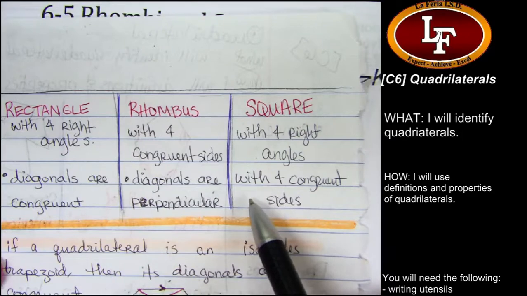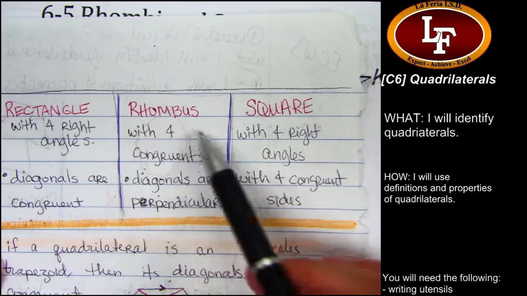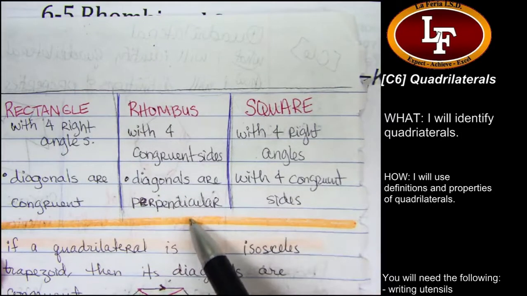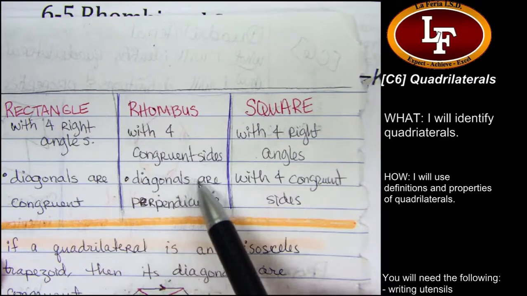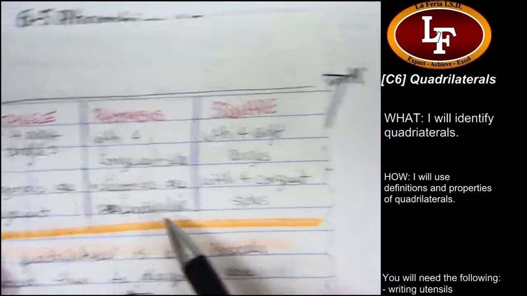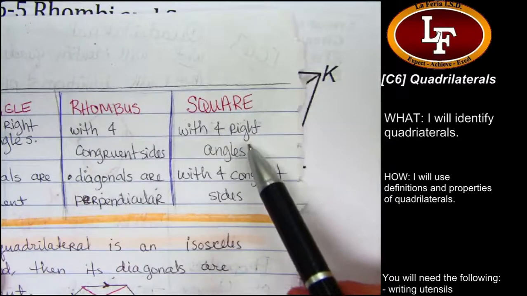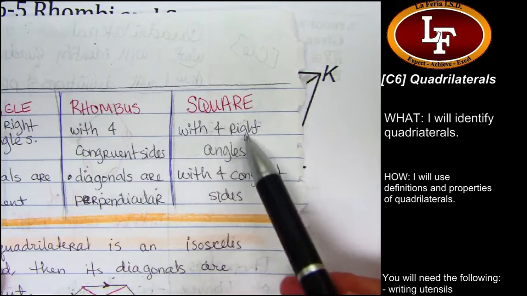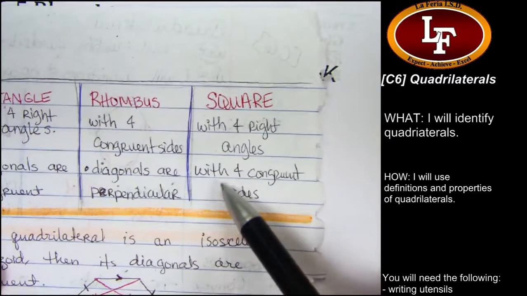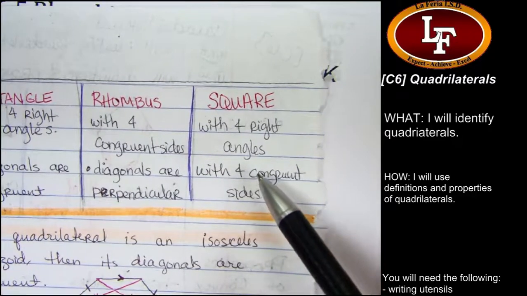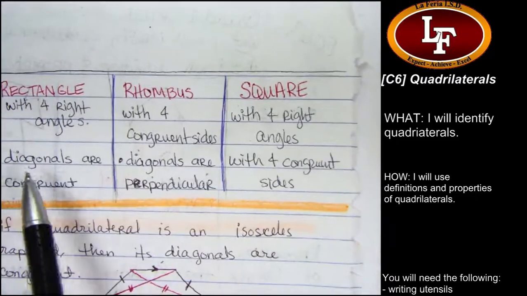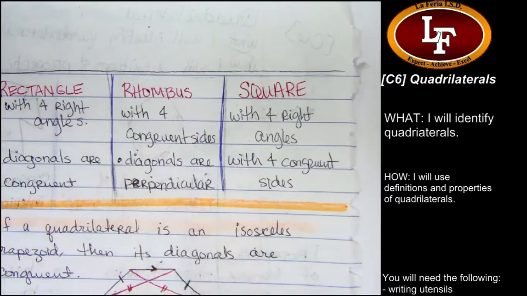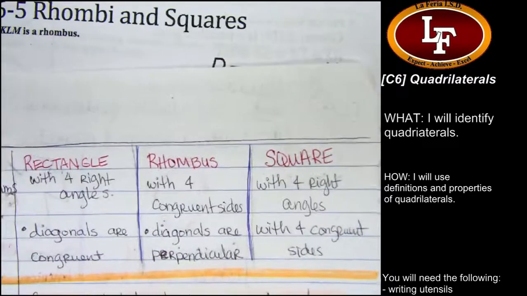As a review, the rhombus has 4 congruent sides and the diagonals are perpendicular. They hit at a 90-degree angle. The square has both right angles and congruent sides. So the square has the properties of both the rectangle and the rhombus at the same time.